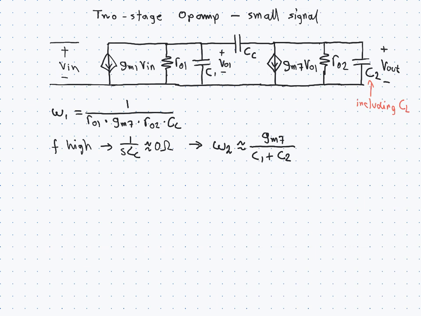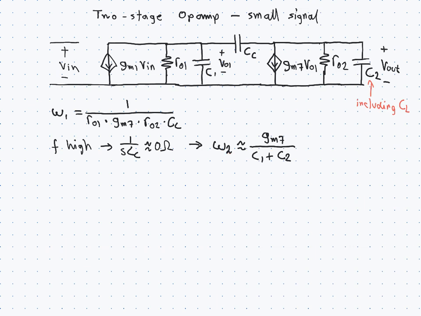Now you can see why it's a good idea to use an N-channel transistor for the second stage, because it means that gm7 is higher, which means that omega 2 sits at a higher frequency, which means that we have better stability in the amplifier.